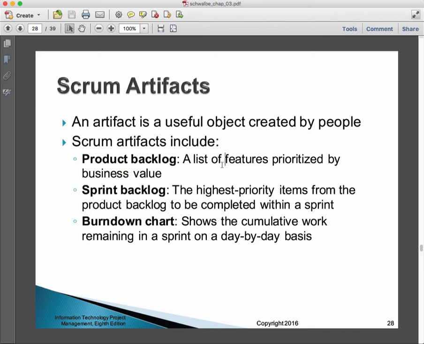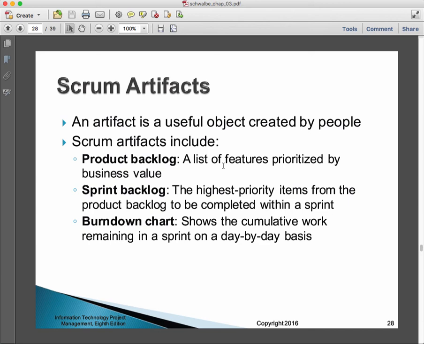Scrum artifacts. So what are the reports and analyses that we do? So an artifact is a useful object created by people. So project management people like to talk about artifacts. These are things that are thrown off of projects. These are things that the PMI people would call organizational process assets. Okay? The Scrum artifacts include a product backlog, a sprint backlog, and a burn down chart.